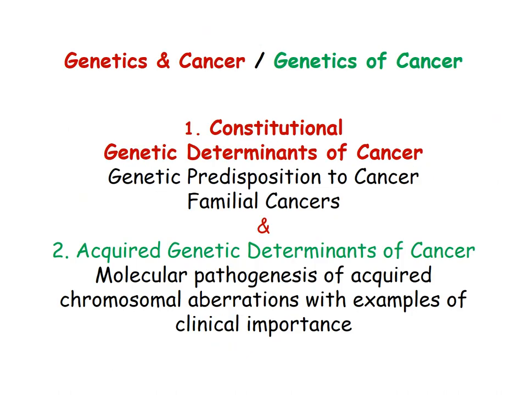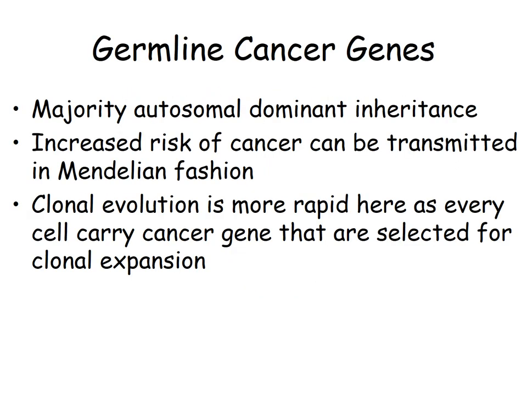So, as I said earlier, we are discussing genetics and cancer. Here, the germline cancer genes, by cancer genes, what we mean is the normal genes which are mutated to become oncogenic. So, the majority of these genes are autosomal dominant in nature, and increased risk of cancer is transmitted in Mendelian fashion. Because the faulty genes are inherited, only a second allele needs to be mutated, and acquiring this second mutation becomes much more rapid, as we will see in the example of retinoblastoma.